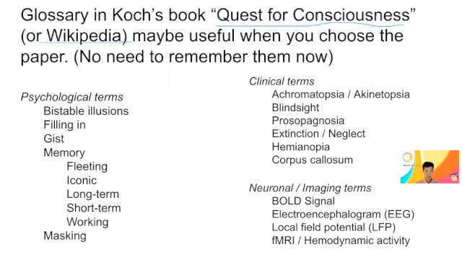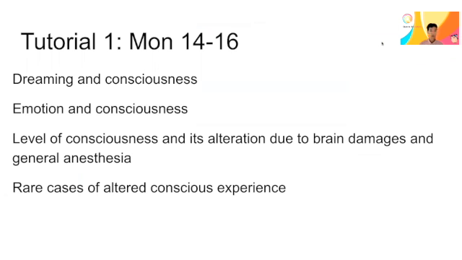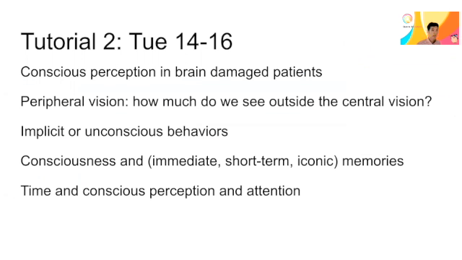Okay, so tutorial 1 is on Monday 2 to 4, and we will discuss dreaming and consciousness, emotional consciousness, and the level of consciousness and its alteration due to brain damage and general anesthesia. And also rare cases of altered conscious experience, such as by drugs or meditation or mind wandering or something like that. And then in tutorial 2, Tuesday, we'll discuss conscious perception in brain damaged patients, peripheral vision.